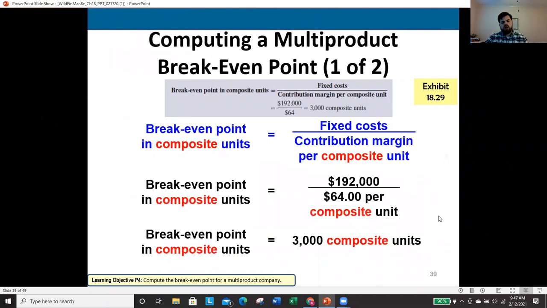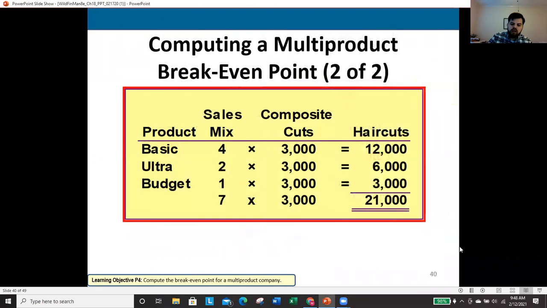Now, at this point, we need to actually calculate my break-even point in terms of composite units. So I'll take my fixed costs over that composite contribution margin. So 192 over 64 tells me I need 3,000 units. But notice these are composite units. So now I need to figure out, well, how many of each type of haircut do I need? So if for each composite haircut, that includes 4 basic haircuts, 1 budget haircut, and 2 ultra haircuts, we will need 12,000 basic, 6,000 ultra, and 3,000 budget for a total of 21,000 haircuts in order to break even.